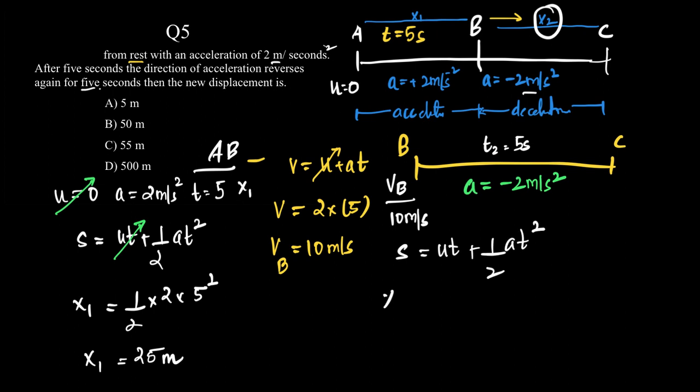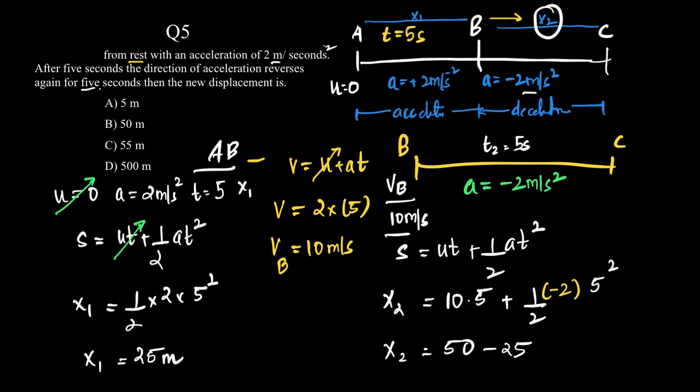What is S? S is x2. What is u? It is 10. So this is 10 into, what is t? t is 5. 5 plus half into, a is not 2, it is minus 2 times t square is 5 square. So x2 becomes 10 into 5 is 50. 2 and 2 will cancel off. So 50 minus 25, which is basically 25.